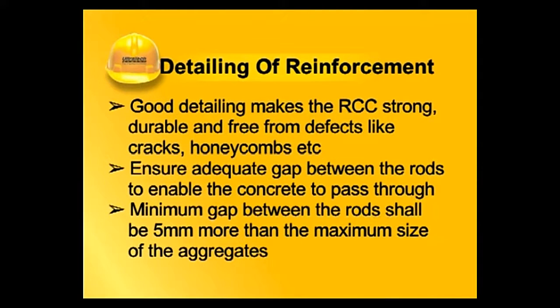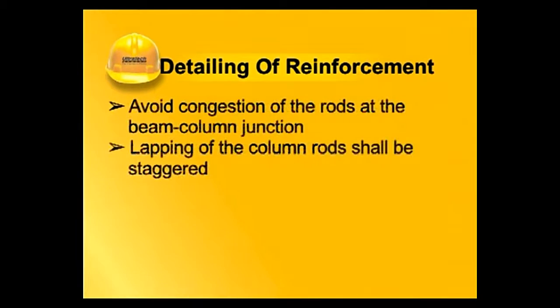Good detailing makes the RCC strong, durable and free from defects like cracks, honeycombs, etc. Ensure adequate gap between the rods to enable the concrete to pass through. Minimum gap between the rods shall be 5 mm more than the maximum size of the aggregates. Avoid congestion of the rods at the beam column junction. Lapping of the column rods shall be staggered.